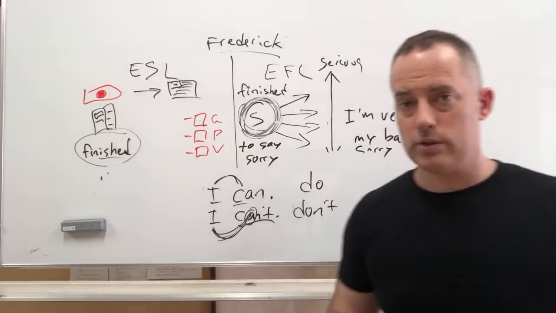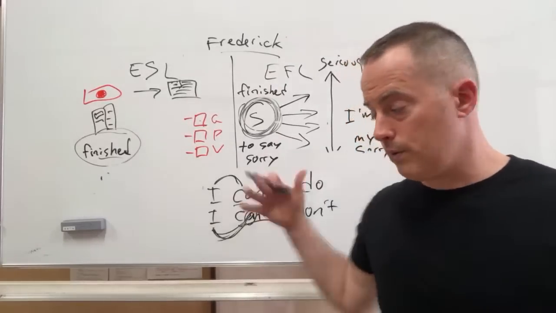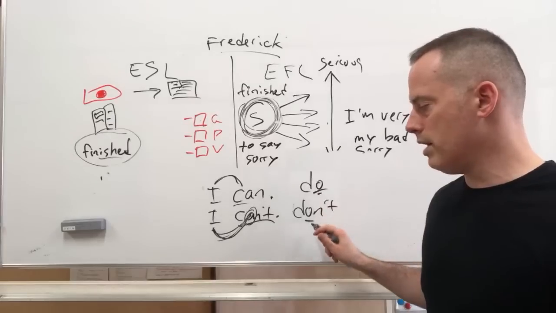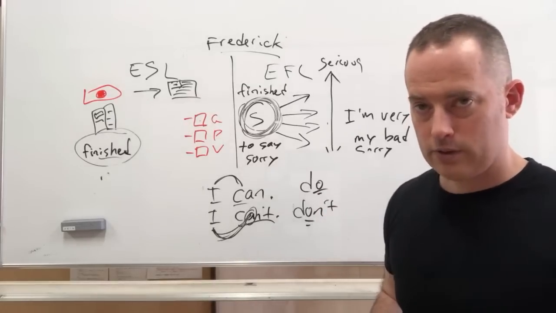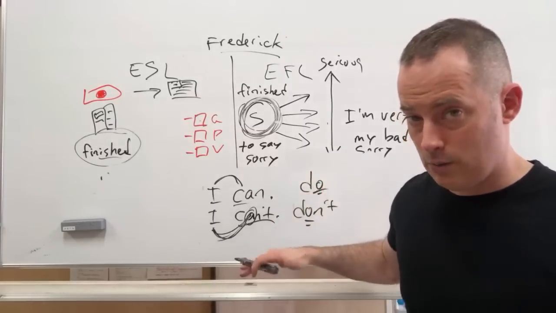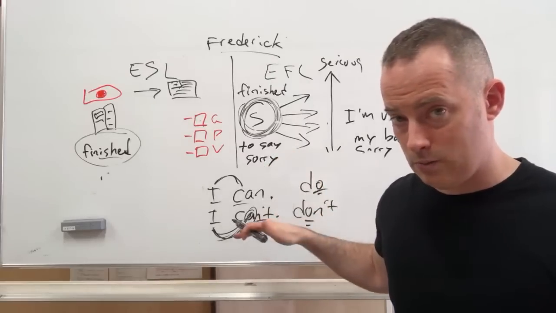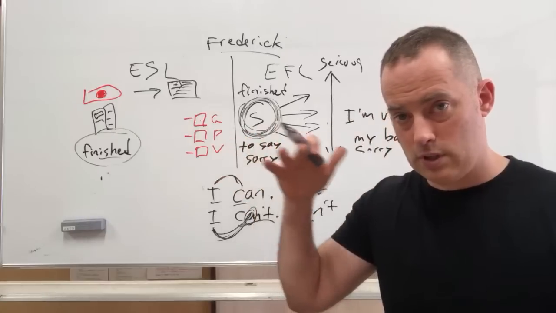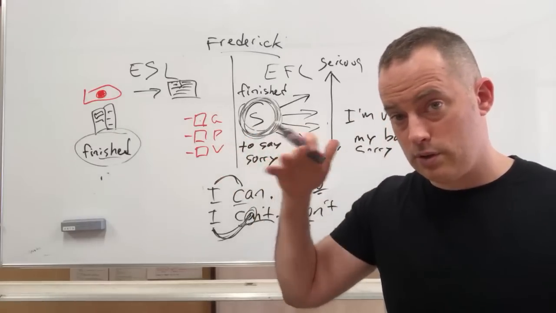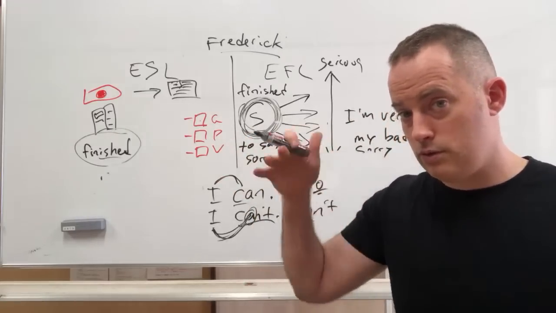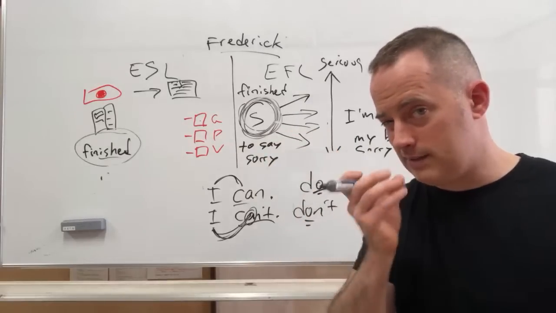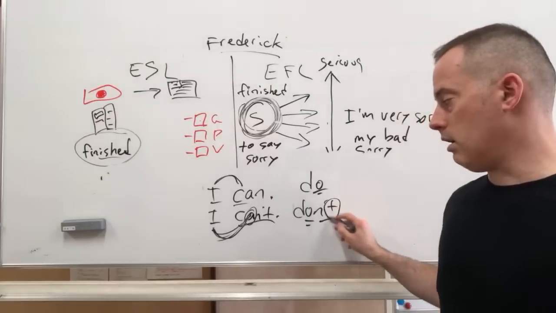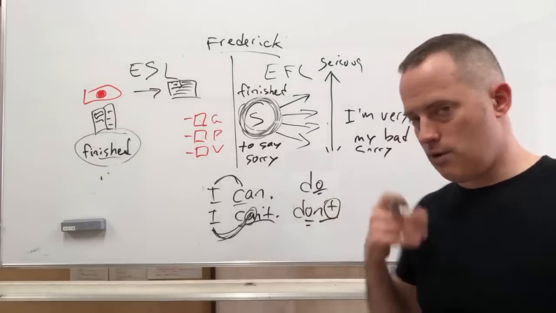Now do and don't is easier for non-natives to understand because the sound is different. This is an oo and this is an o sound. So do and don't. But you notice, I'm not saying the T. Do, don't. It's like I'm making space for that. I leave a little bit of space there, but I'm not trying to say it clearly.